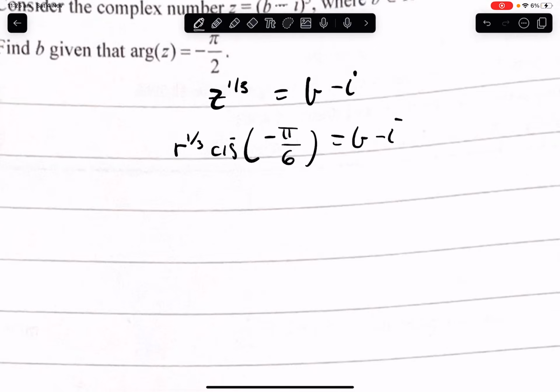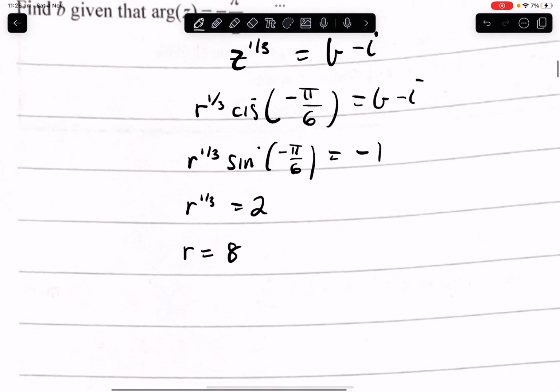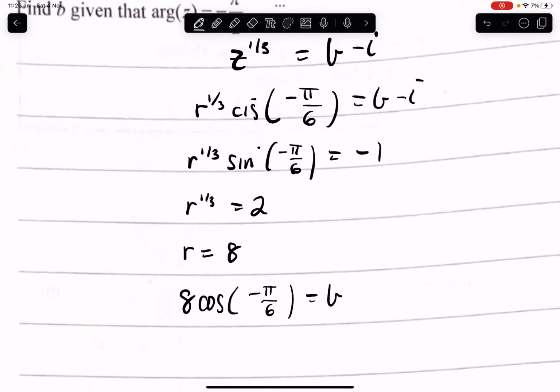Now you can equate the coefficients. So if you say r to the 1/3 times sine of negative pi on 6, that's equal to the imaginary part. You'll be able to solve for r. So that's negative 1. r to the 1/3 times negative a half is equal to negative 1, so that's equal to 2. That means r is equal to 2 cubed, or 8. And that means 8 times cos negative pi on 6 is equal to b, I believe.